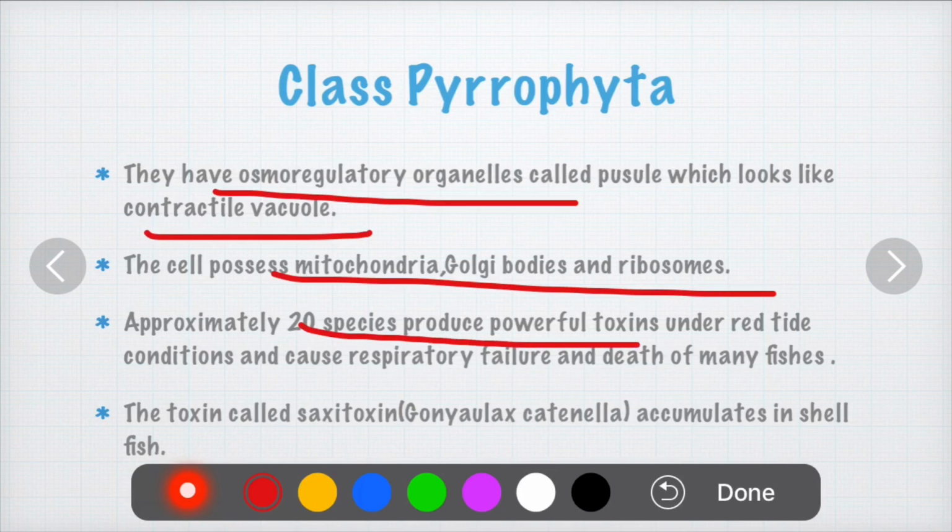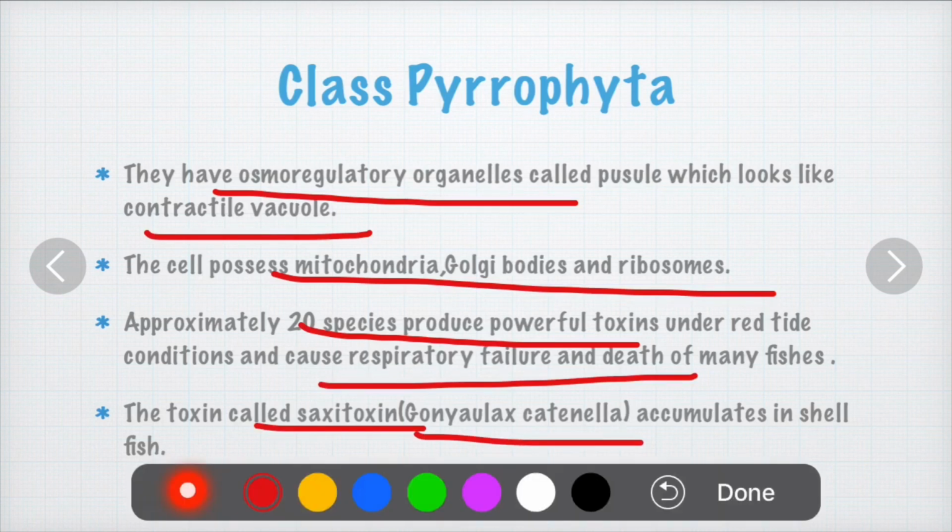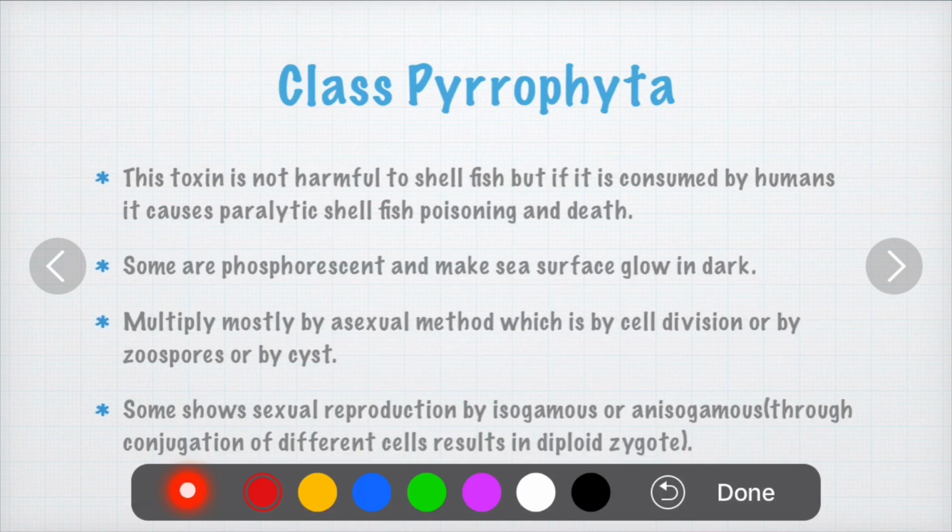Approximately 20 species produce a powerful toxin, which causes respiratory failure and death of fish living in marine or fresh water. An example of such a toxin is saxitoxin. Saxitoxin is produced by one of the Pyrrophyta, Gonyaulax catenella. It accumulates in shellfish, but the toxin is not harmful to the shellfish. But if humans consume the shellfish, it causes paralytic shellfish poisoning and death of humans, so it is harmful to humans, not to the shellfish.